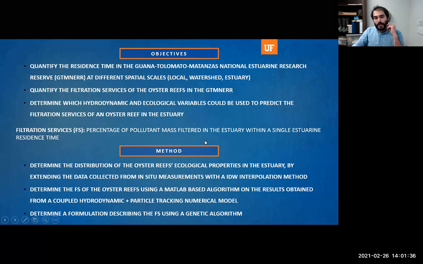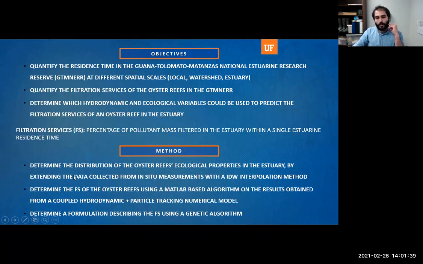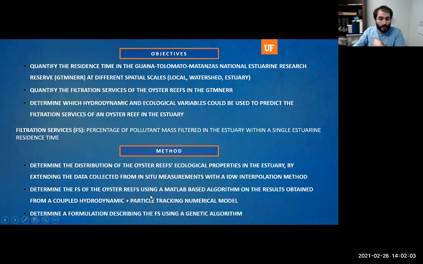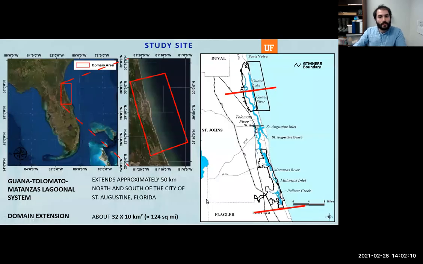And the methods are based on 3 steps. First of all, we want to determine the distribution of the ecological properties of the oysters inside the estuary, simply using an interpolation method. And then we want to determine the filtration services of the oysters using a MATLAB algorithm, which is using the results obtained from a coupled hydrodynamic plus particle tracking model. And then we want to determine a formulation, as I said, to determine the filtration services using a genetic algorithm.